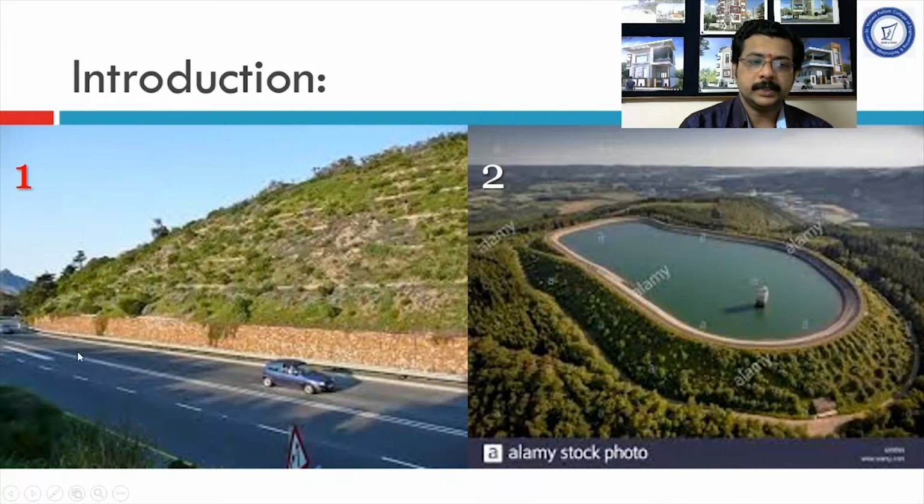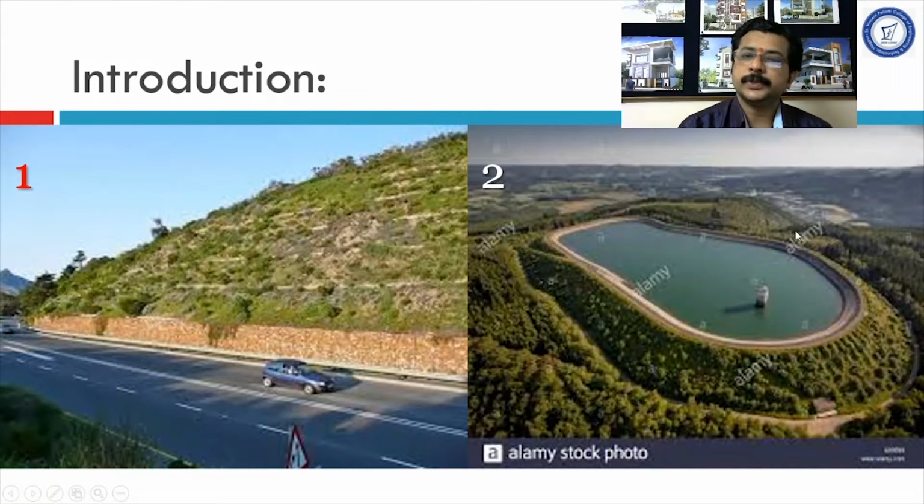Now when we cut the soil or take out the portion of soil from this portion of the hill, we are basically disturbing the stability of the hill. Hence we have to analyze whether now this slope is safe, stable or not. Okay, so this kind of slope is called a natural slope. Now the second image speaks about an artificial slope. An earthen dam is an artificial slope.